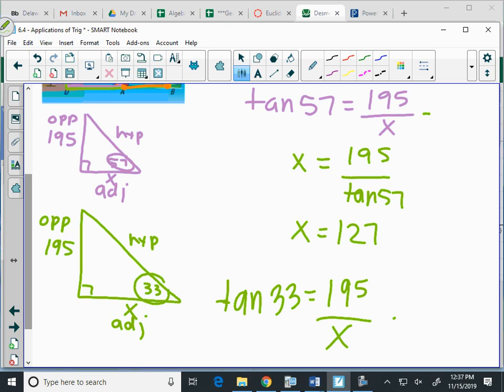Right? Now, if you set up the first one incorrectly, then you're going to set up the second one incorrectly. So double check your work. But, shortcut, the first one's just going to be like the second one. They're going to be the same, except you just swap out the angle.